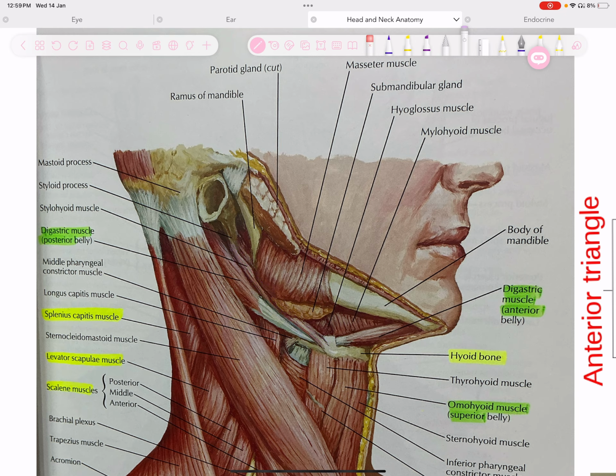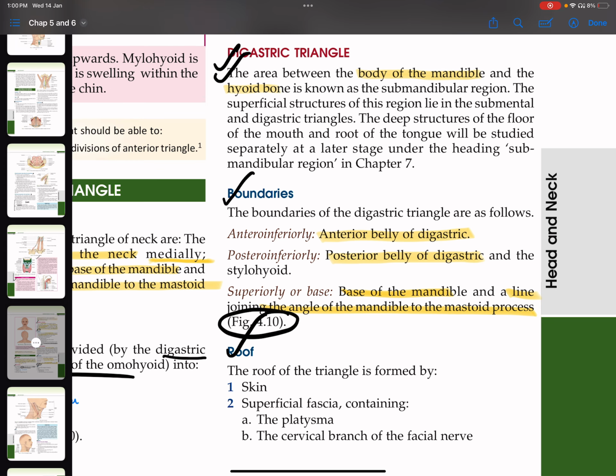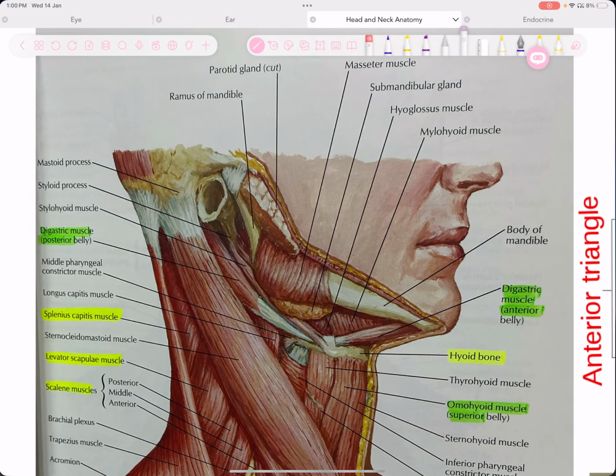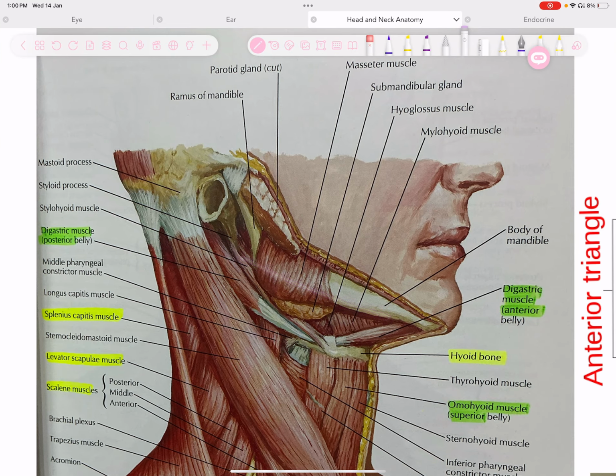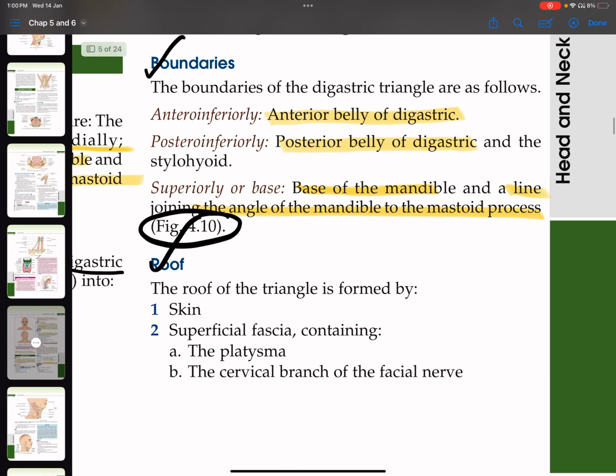Superiorly, or the base, is the base of mandible and a line that joins the angle of mandible to the mastoid. So previously, did we have any other line somewhere? If you can recall here, line joining the angle of the mandible to the mastoid. And again, we have that line, which is basically an imaginary line that joins the mastoid to the angle, and then these are the boundaries. When you talk about the roof, and also the base of mandible is superiorly or the base. Okay?